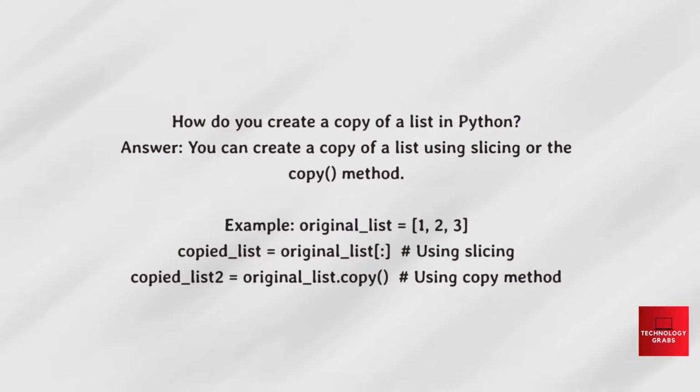How do you create a copy of a list in Python? Answer: you can create a copy of a list using slicing or the copy method. Example: original_list = [1, 2, 3]; copied_list = original_list[:] using slicing; copied_list2 = original_list.copy() using the copy method.